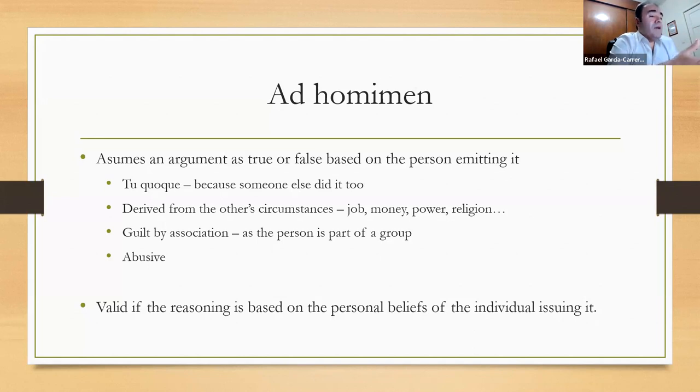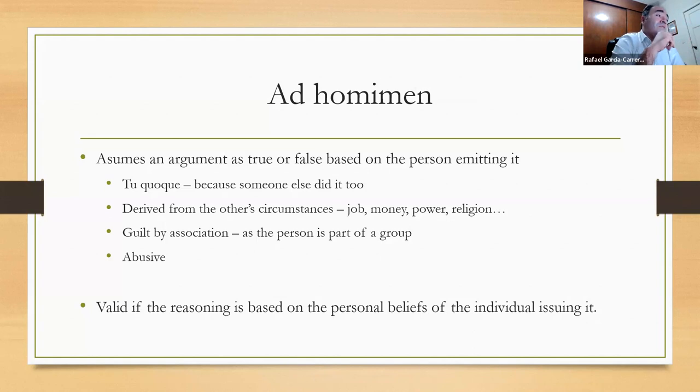So these ad hominem fallacies also can have several subtypes. The most common is one that is called tu quoque. And tu quoque means when we're trying to convince someone that we haven't committed something because someone else did it too. So it's also when you try to prove that someone is wrong because you are right, or vice versa.